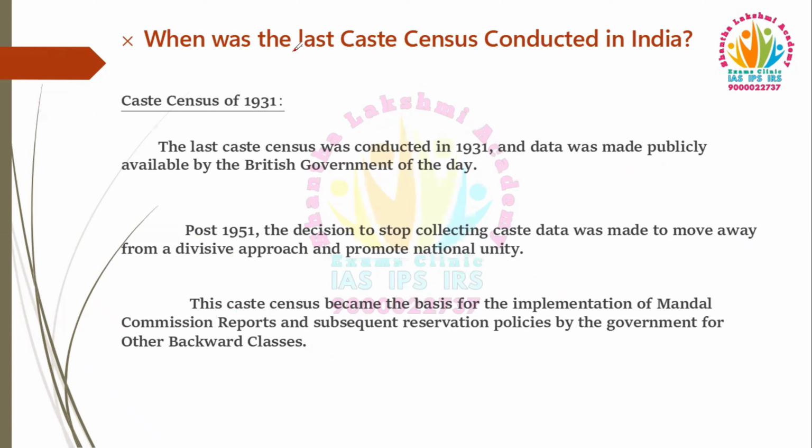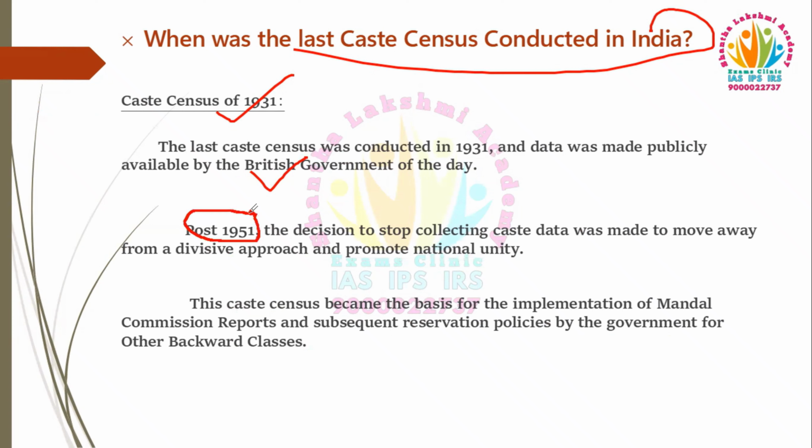So when was the last caste census that was conducted in India? The last caste census was conducted in the year 1931, and this data was made publicly available by the British government of that day. But post 1951, the decision to collect data stopped. I mean, they stopped collecting the caste data, citing the reasons of moving away from the caste rigidities present in the society and promoting national unity.